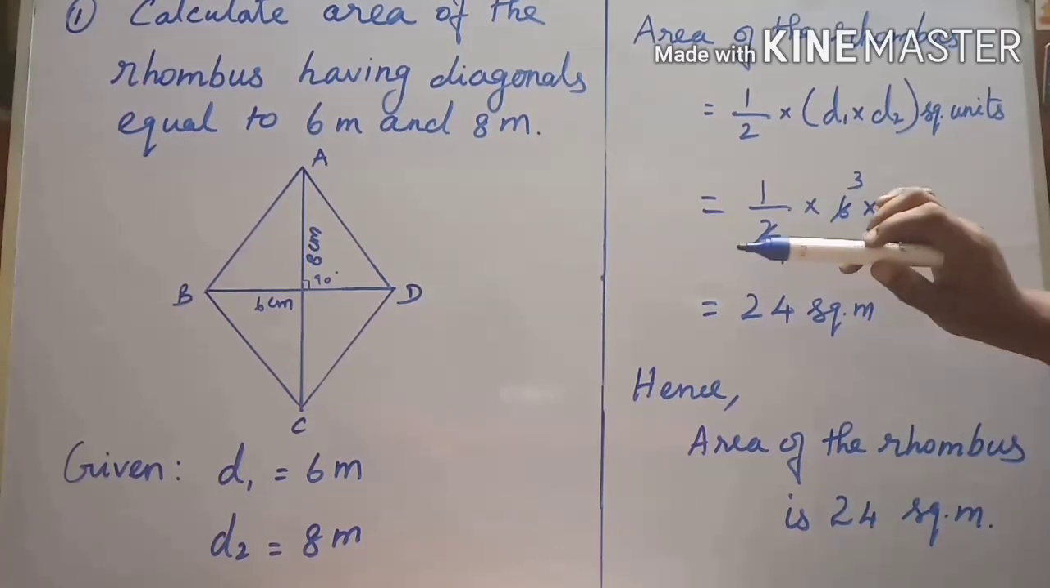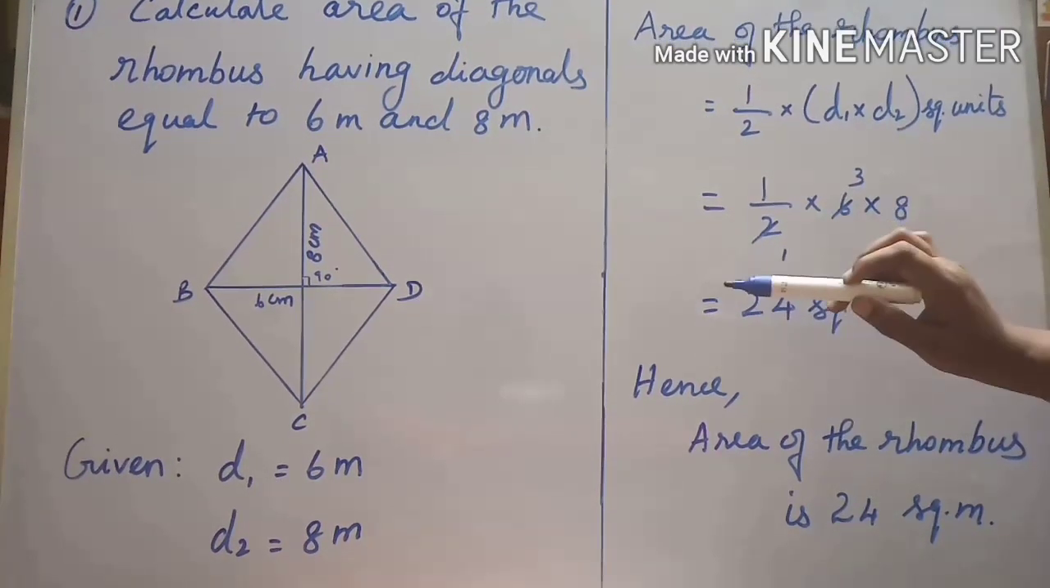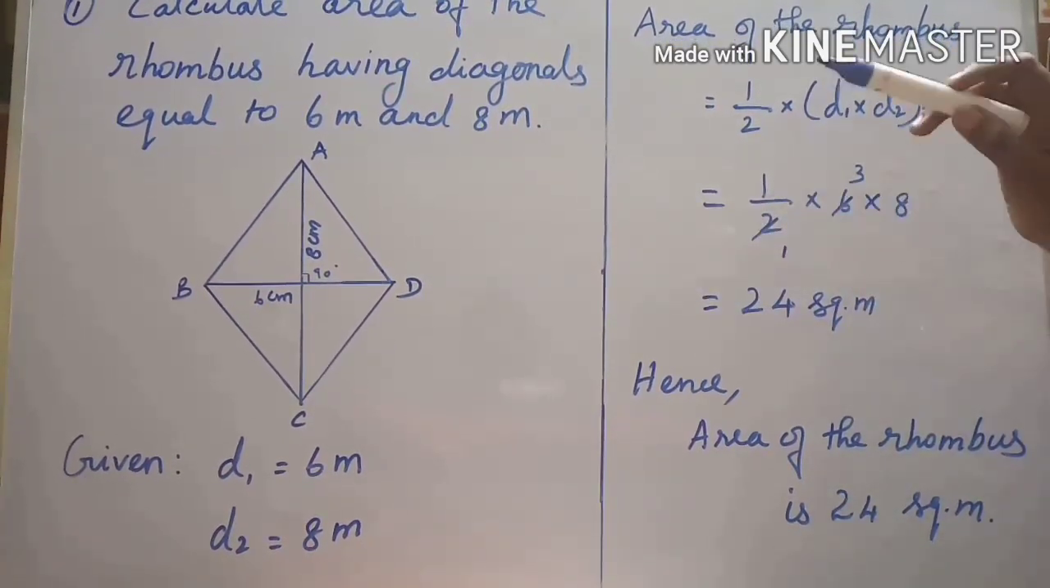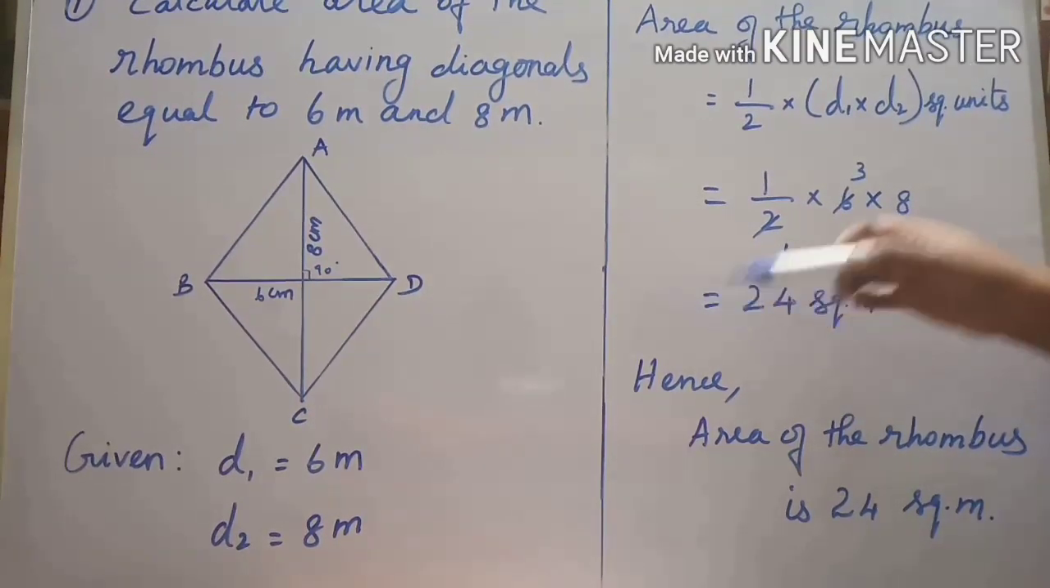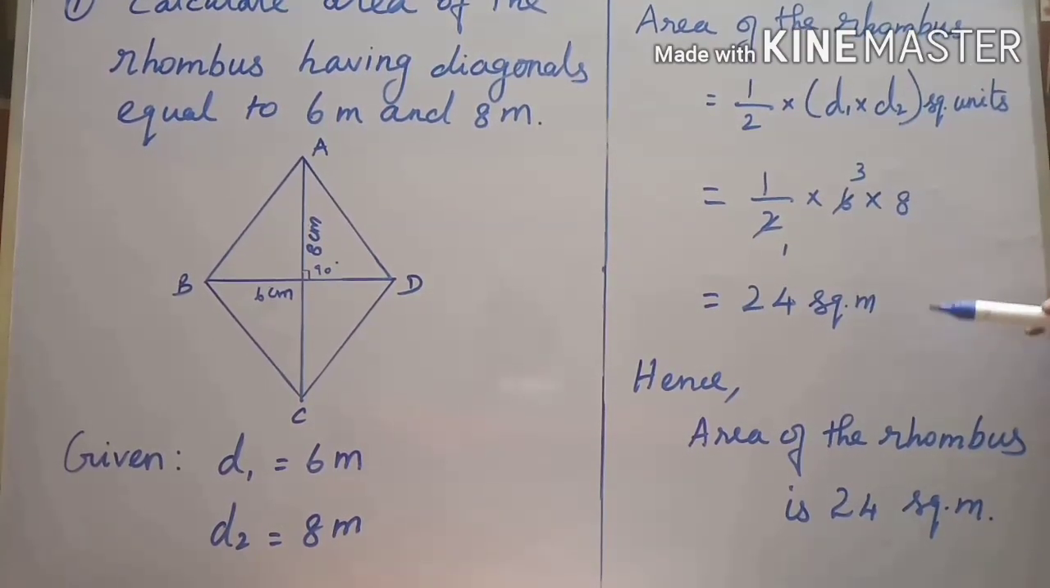Here, instead of 6 for D1, you can take 8 meter also. Don't worry, any one diagonal you can take as D1, and the other diagonal as D2. Okay. Half into 6 into 8.